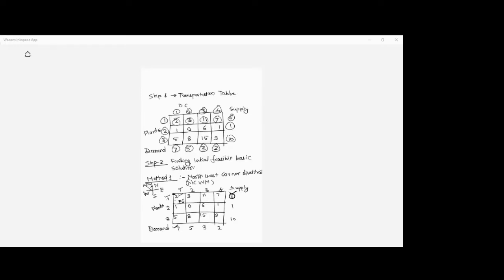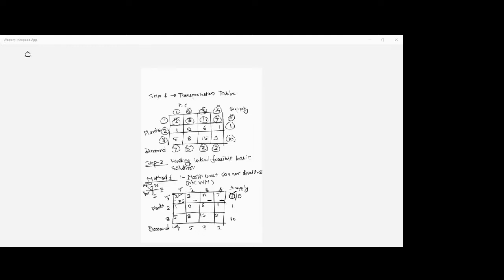When I allocate 6 million liters here, the entire capacity of plant 1 gets exhausted, and I'll be writing 0 here. That means I cannot do any more allocation in this row, so I'll be writing dashes in these cells. The capacity of that plant has been exhausted because I have supplied 6 million liters of milk there. I'm hoping that you are understanding. So now your entire row 1 will get what?